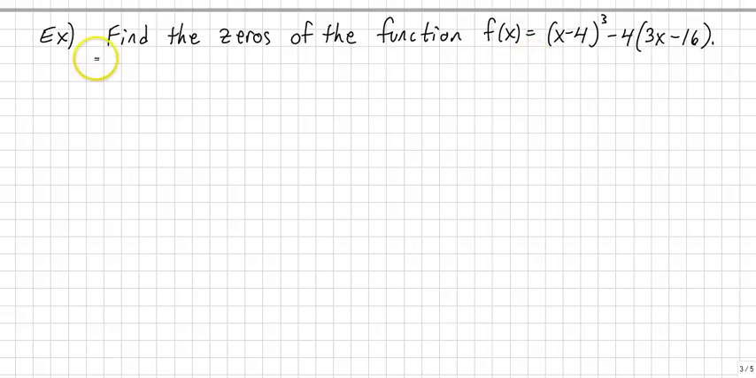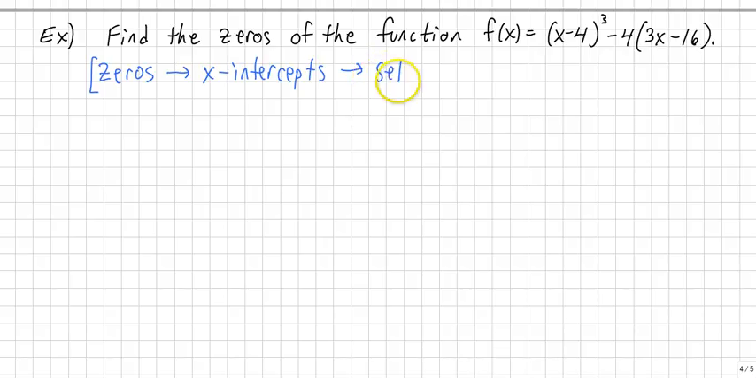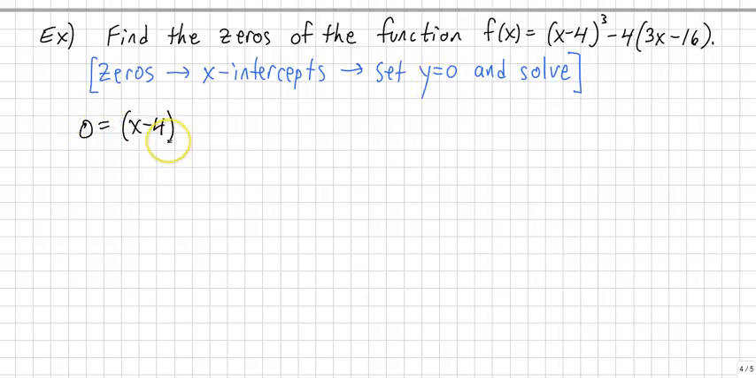To do this, we just have to remember that zeros are the same thing as x-intercepts. They're the same thing. So what that tells me to do is set y equal to 0 and solve. That's how we always find x-intercepts. So let's plug 0 in for y. Don't forget, f of x is just y. That's just another way to write y.